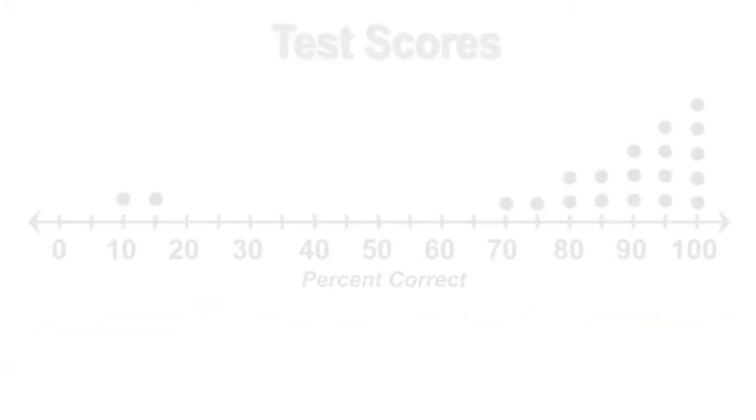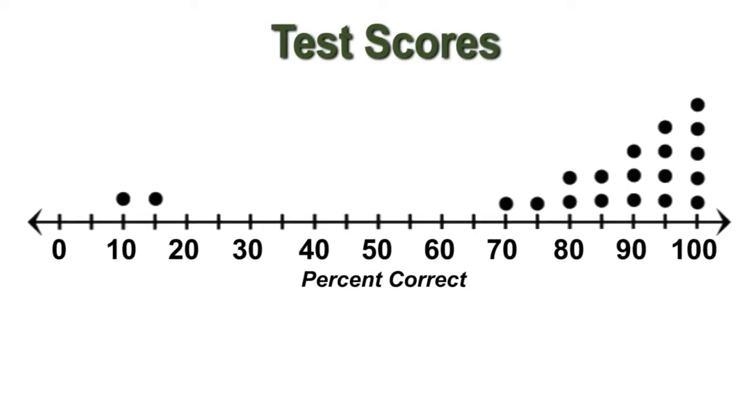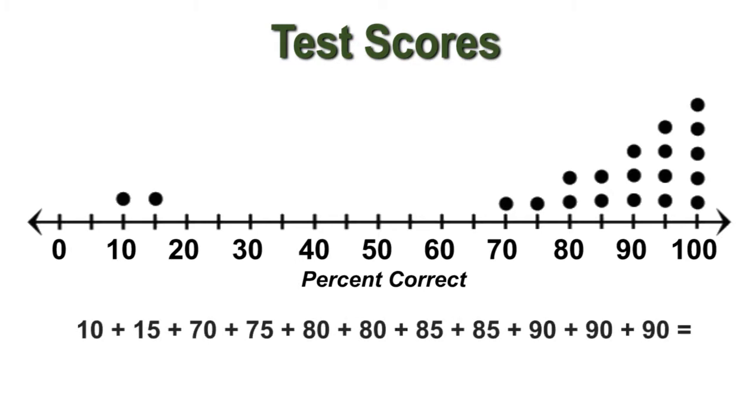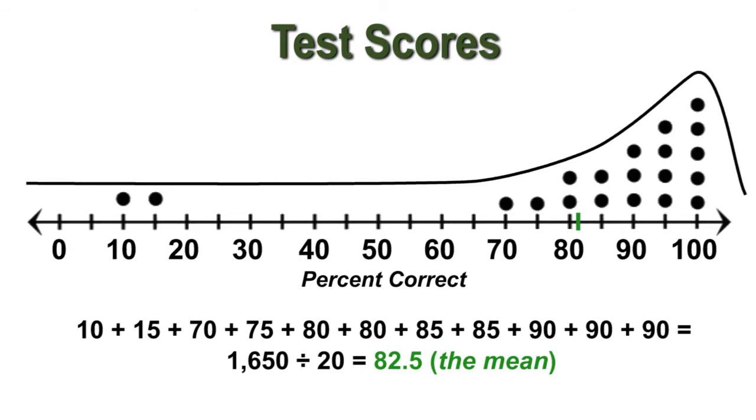Let's look at this dot plot of test scores and find the mean and median to determine which is a better measure of center. If we add up all of the test scores, we will get 1,650. When we divide that by the 20 scores, we get 82 5/10. The mean of this set of data is 82 5/10. The mean is skewed to the left because of the outliers of 10 and 15.